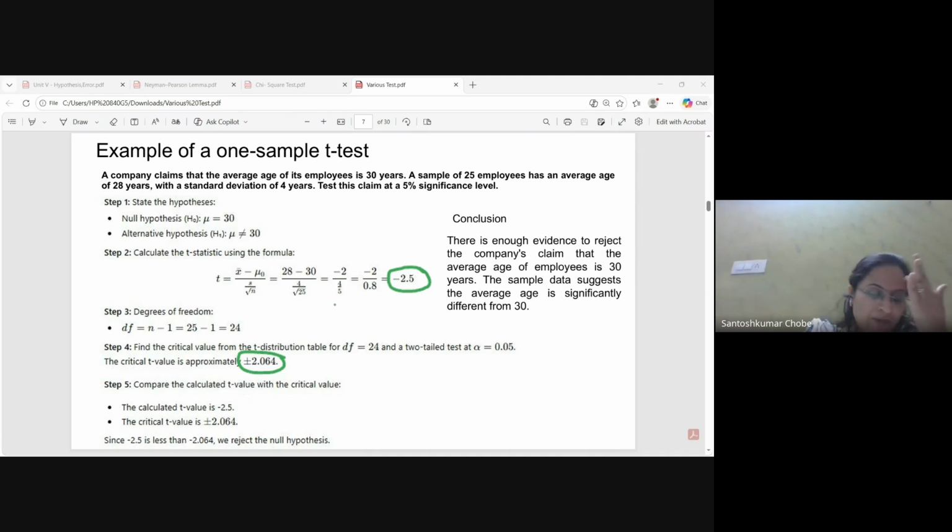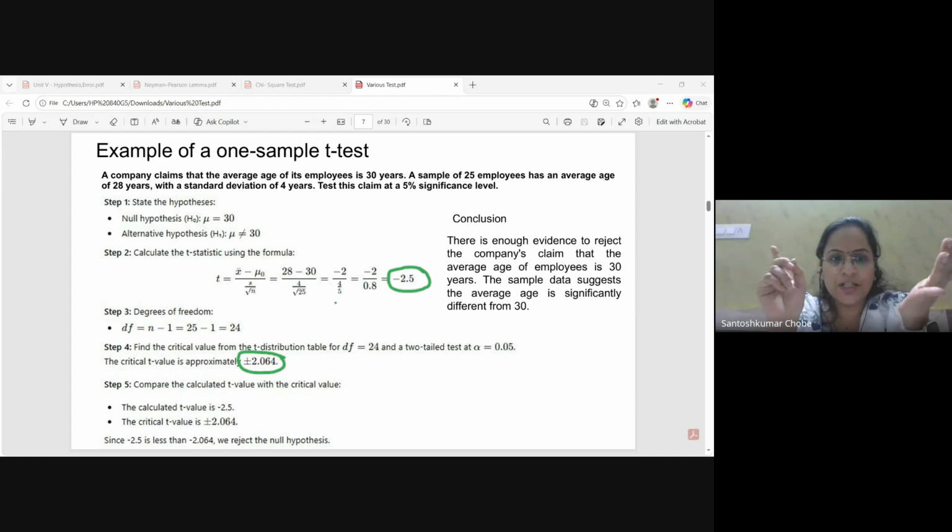One more part I wanted to make clear over here is, when I say my mu is equal to 30 and when I say my mu is not equal to 30, याचा meaning असा असतो की माझ्या normal curve मध्ये this value can lie at both the sides. माझा normal distribution चा curve असा आहे. So my critical value can lie in both the tails.